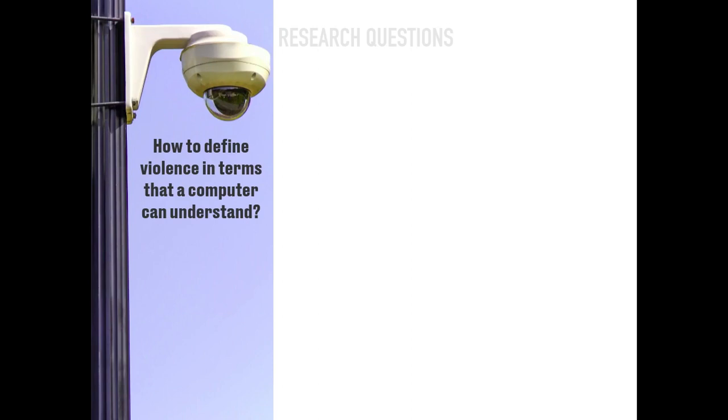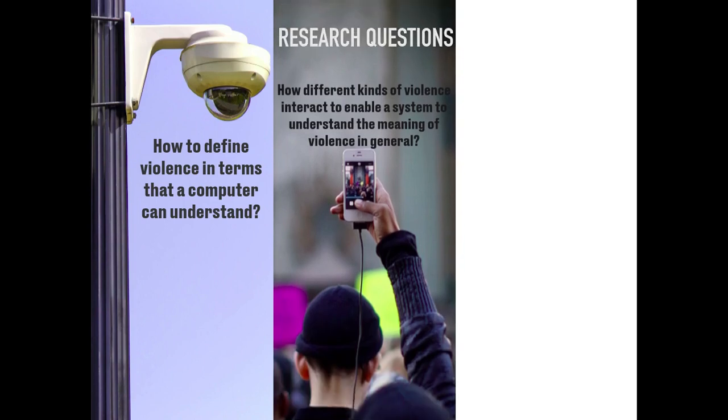So the first question is how to define violence in terms that a computer can understand. We have to first define violence for us humans before we train a computer to do so. But the way we understand violence is very subjective, which makes it hard to translate for a computer. We can try to detect more specific kinds of violence, but then how do these different kinds of violence interact to enable a system that understands violence in general?